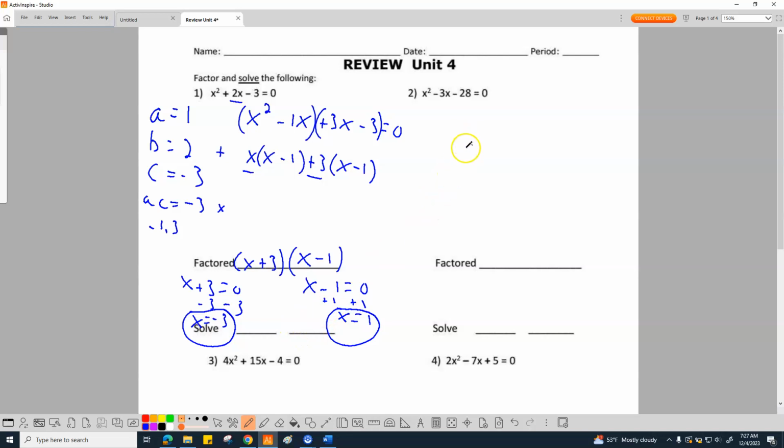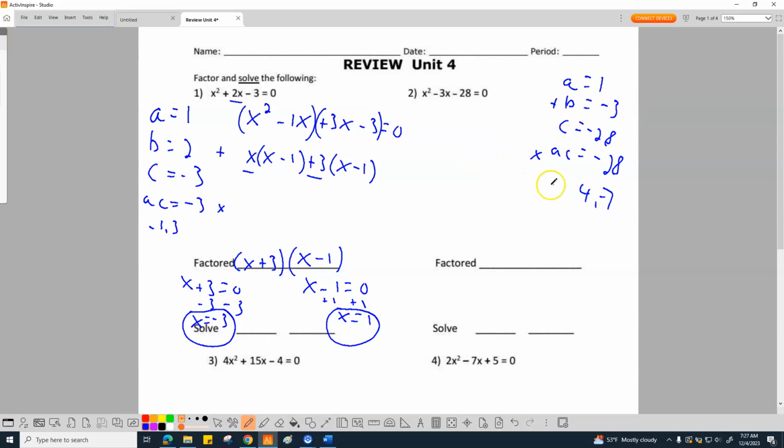All right, going to number 2, I'm going to do this quickly. A equals 1, B equals negative 3, C equals negative 28, and A times C equals negative 28. So what multiplies to AC that adds to B? I'm going to be using 4 times 7, because 4 times 7 is 28. And which one is going to be negative? It's going to be the negative 7. So 4 times negative 7 is negative 28. 4 plus negative 7 is negative 3.